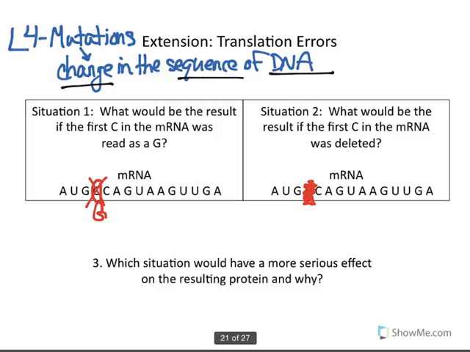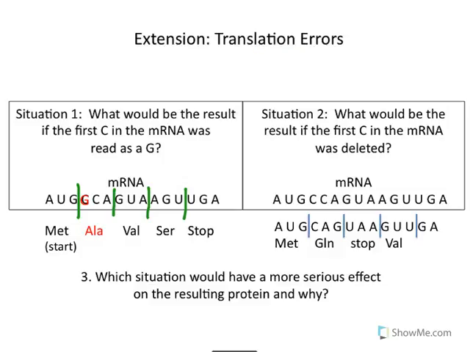Okay, are you ready? I'm about to show you the answers, so let's see if you correctly figured it out. Let's take a look at situation 1. If we change the C to a G, what that means is this second codon is going to end up coding for a completely different amino acid.